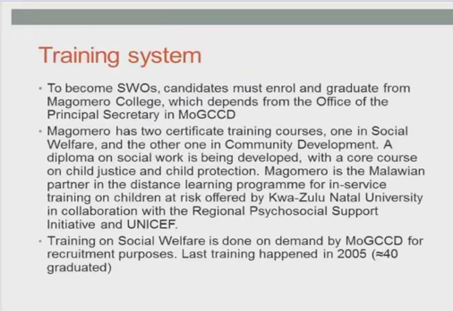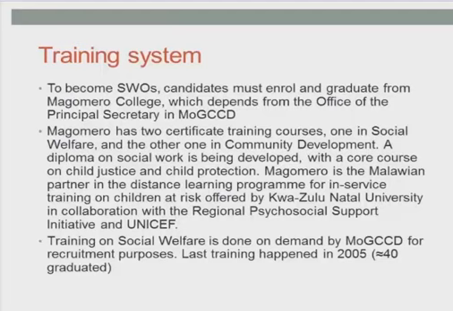Very briefly, the training system a candidate must undergo to become a social welfare officer is through Magomero College, which falls under the Ministry of Gender, which provides two certificate training courses, one on social welfare and one in community development. So social welfare has a clear mandate on child protection, while community development is broader in terms of economic and social development. And Magomero is also a partner in the training distance learning program for children at risk.